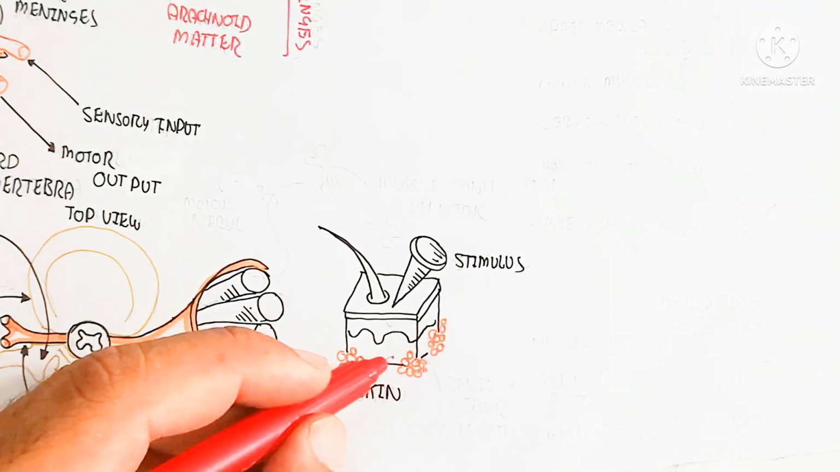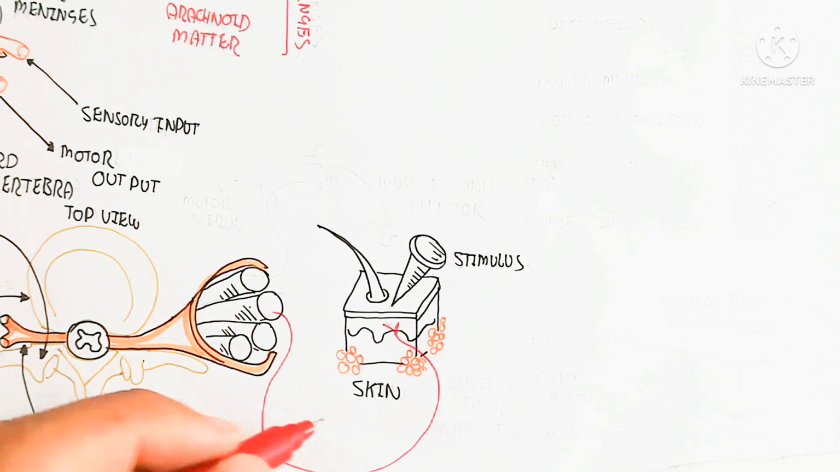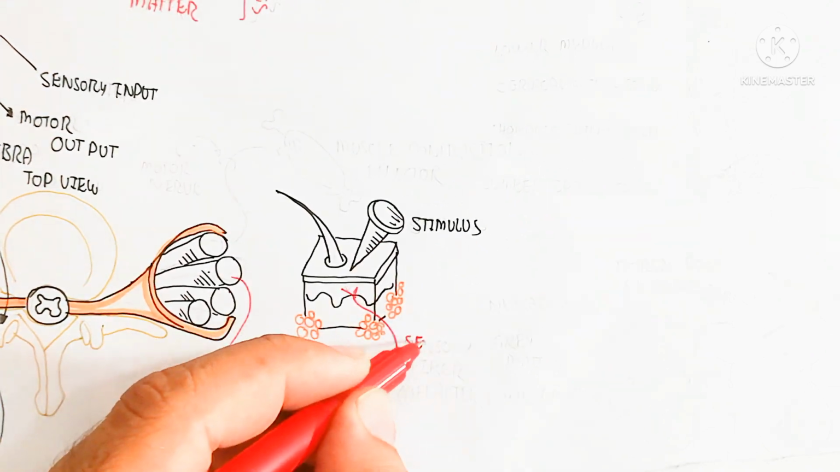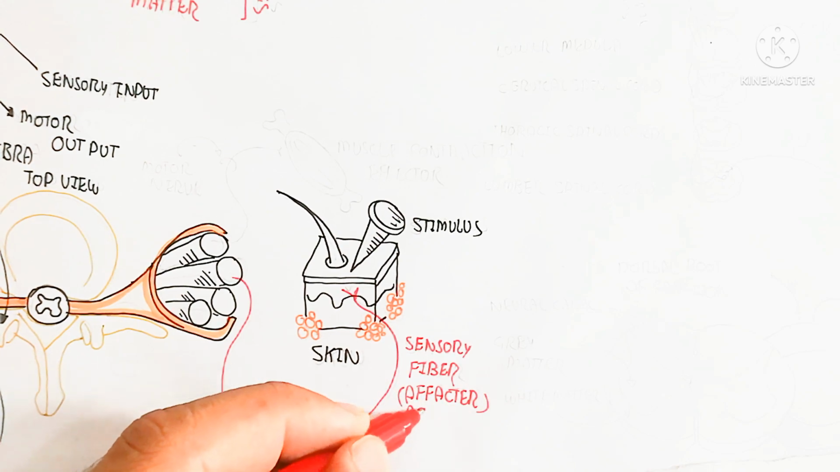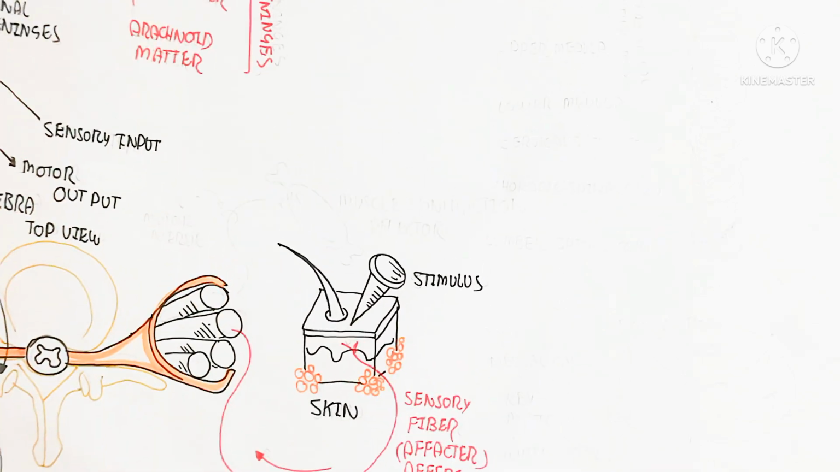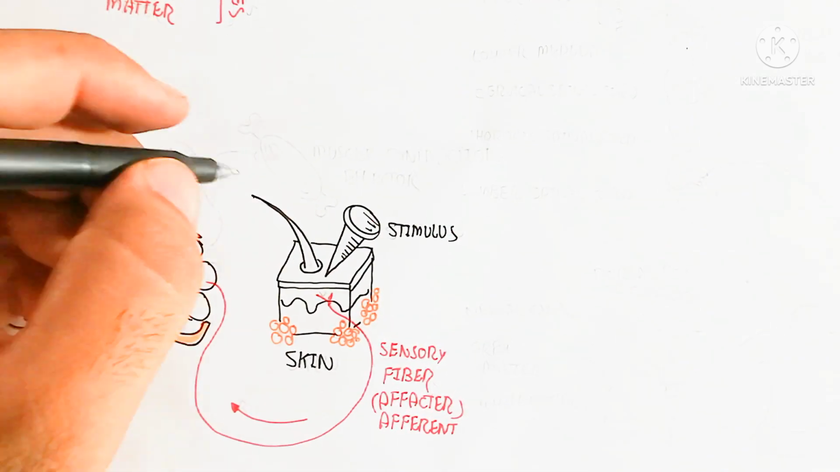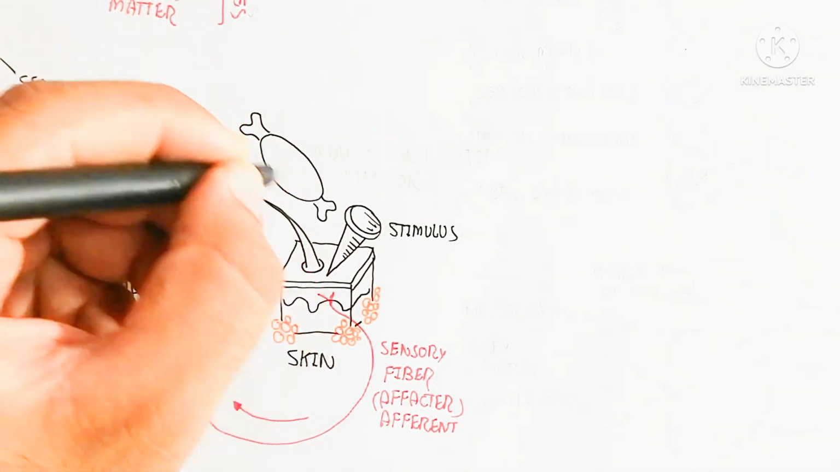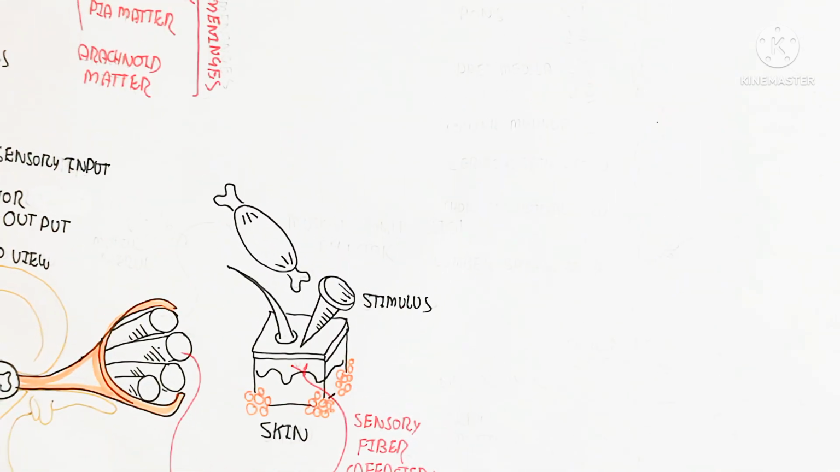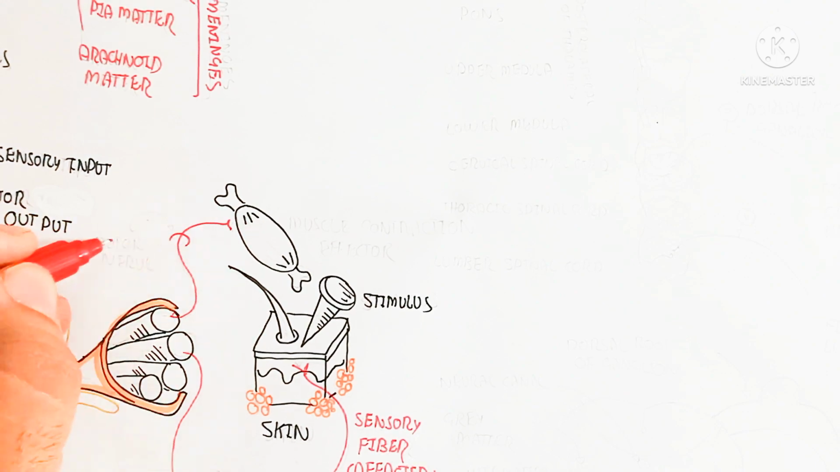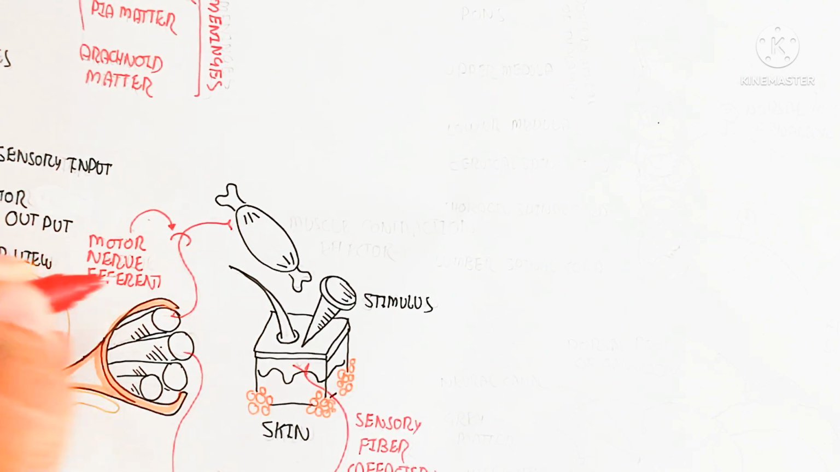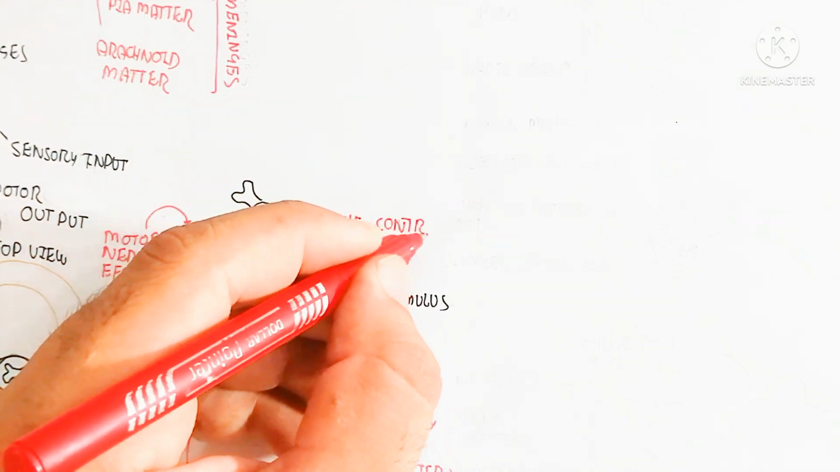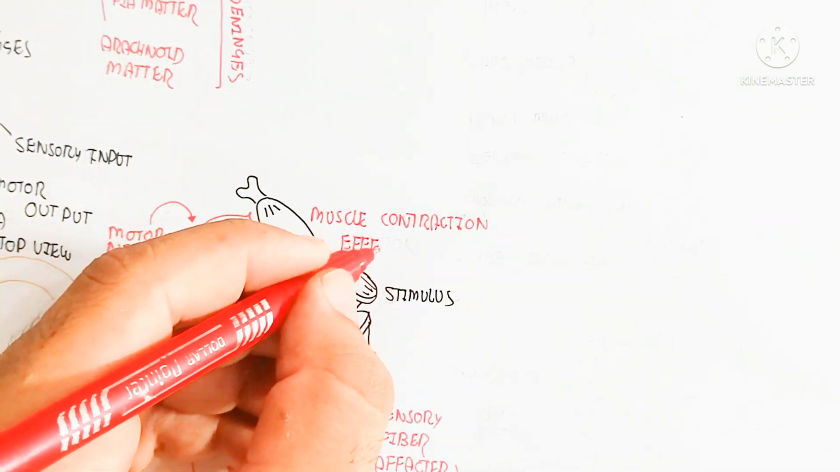and in this way it targets the tissue via sensory nerves, and the sensory nerve will receive the signal from the stimulus. A stimulus can be heat, cold, or injury. So the sensory fiber is the afferent, and this is the effector, and this is the motor nerve. This motor nerve is the efferent.